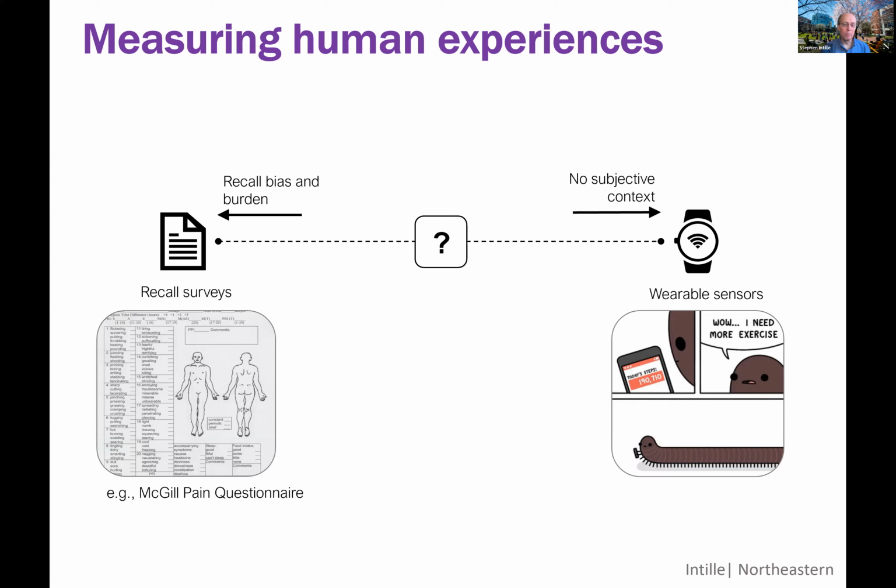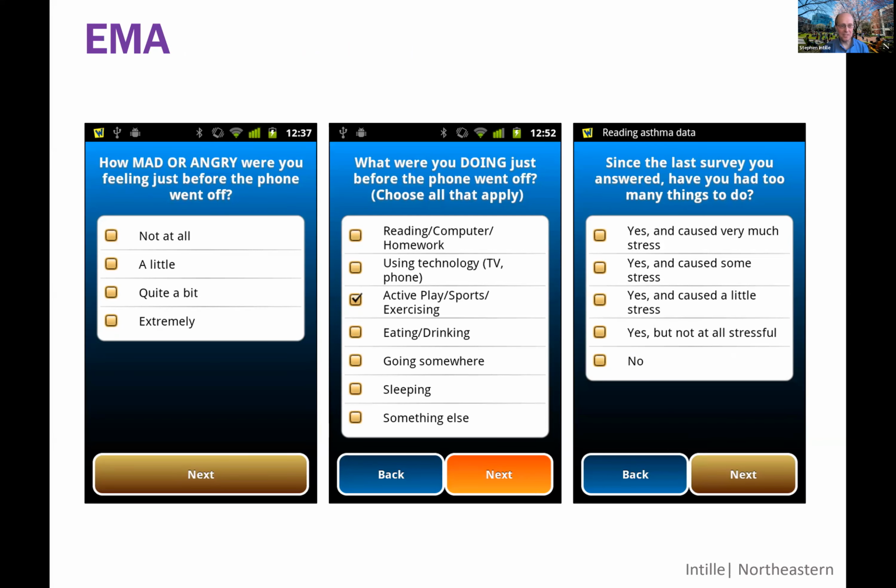We want to reduce the recall bias. You could have a pain questionnaire like the one in the bottom left, with recall bias, but we also want to be able to measure things as passively as possible with wearable sensors. We want to get the best of both worlds. We want momentary assessment that isn't too burdensome.